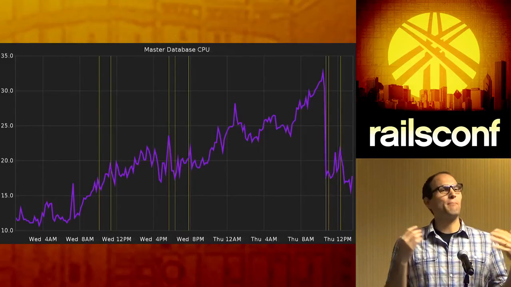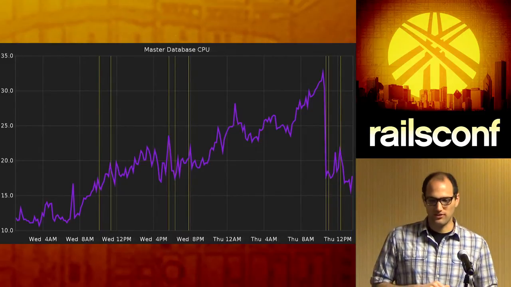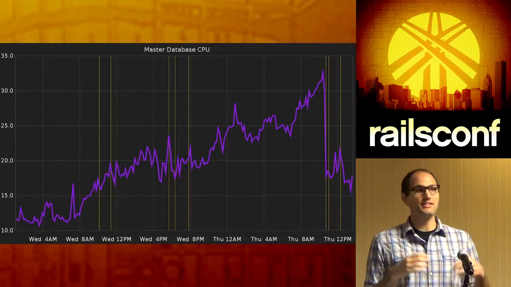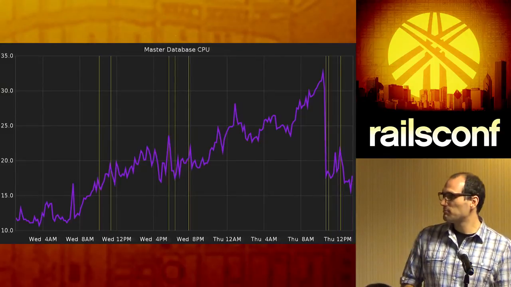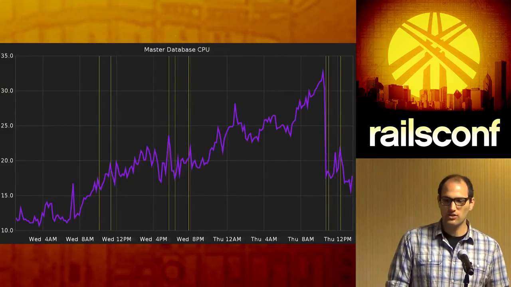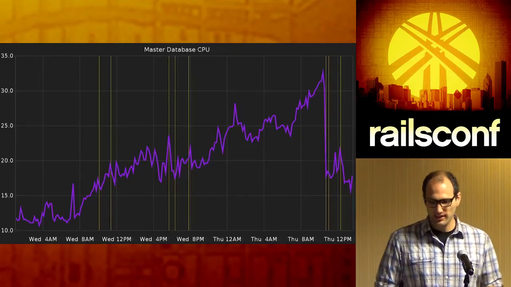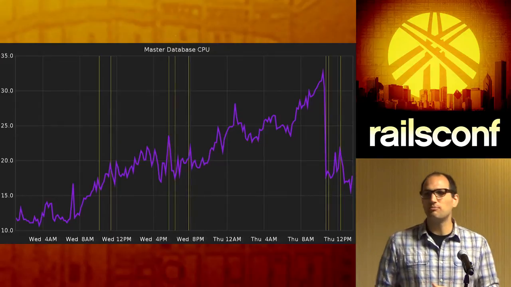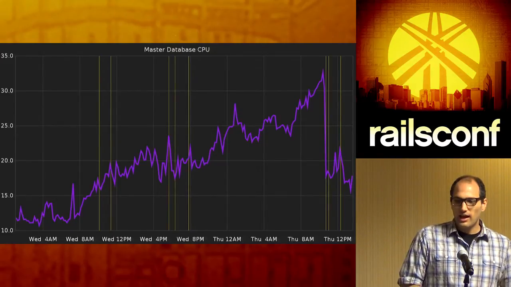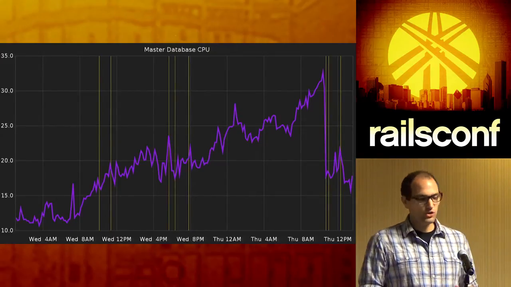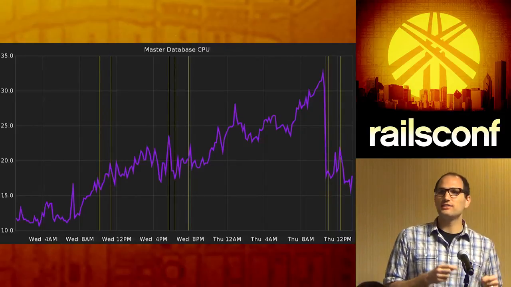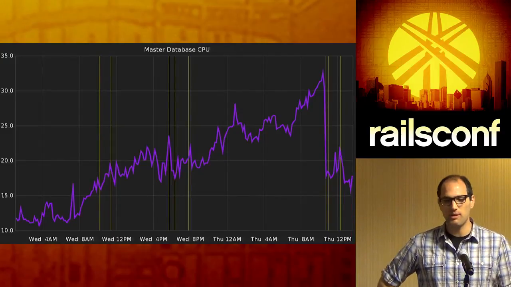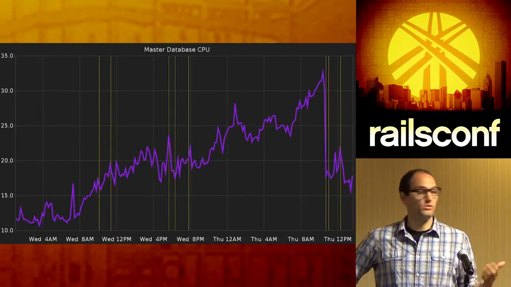So this is our master database CPU over the course of a day or so. We see at the very beginning, it starts off between 10 or 15%. That's my happy place. That's where I like it to be. We have plenty of headroom for big projects to blow up on the site, as they do from time to time. And I honestly didn't really notice that it had been creeping up over the course of a day. Thursday morning, it crossed 30%, and that's when I get a CPU alert threshold. So in fact, the whole dev team gets this email saying, hey, the master database CPU is pretty high. You guys should check that out.